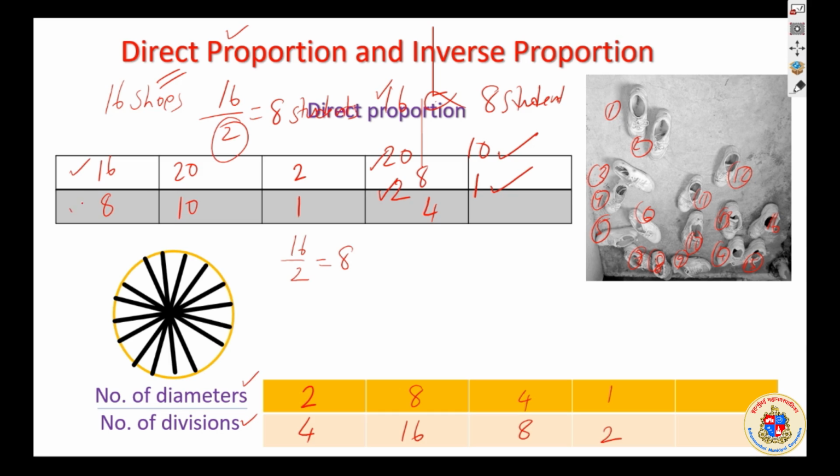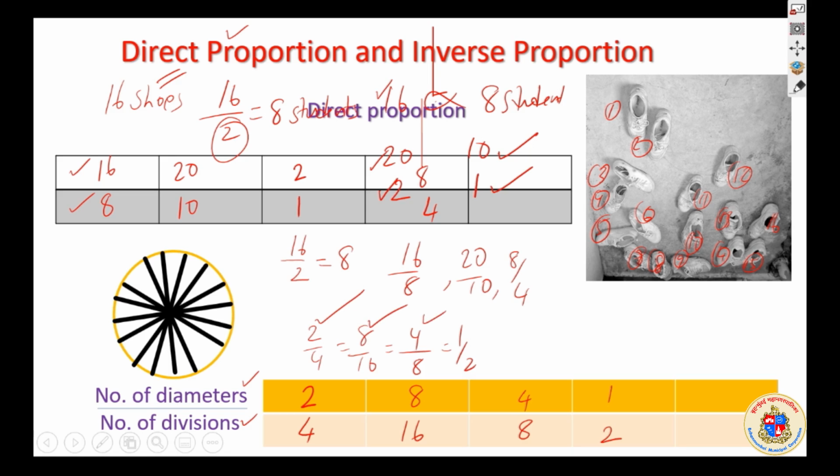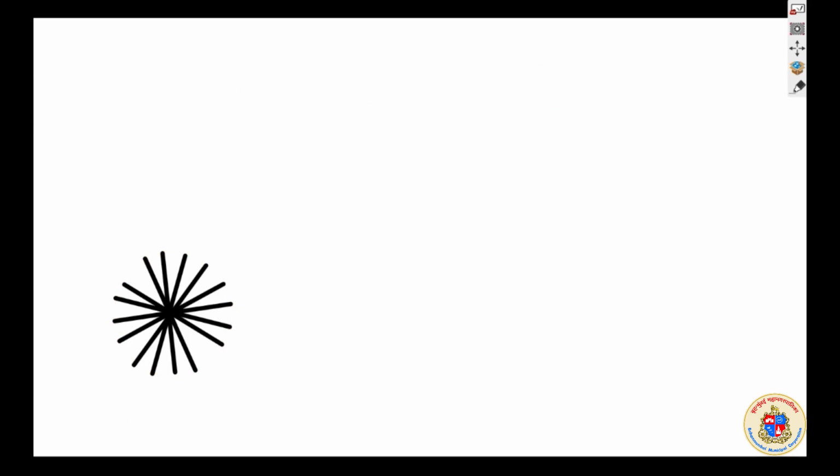Then when we entered that value over here, 16 upon 8 is equal to 2, 20 upon 10 is equal to 2, and 8 upon 4 is equal to 2. All these are having the same answer. Here also, if you divide one with the other, 2 upon 4 is equal to 8 upon 16, which is equal to 4 upon 8, is equal to 1 upon 2. This is also 1 upon 2, this is also 1 upon 2. So the ratio is maintained, and when one data increases, the other also increases. This kind of a relationship in mathematics is called direct proportion.